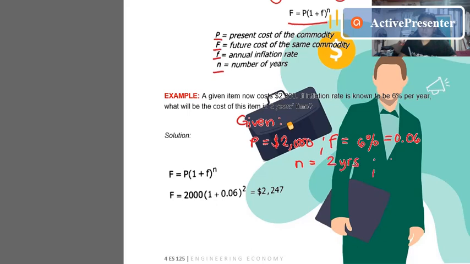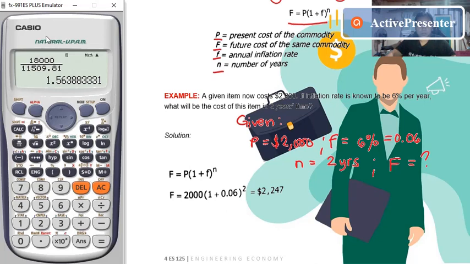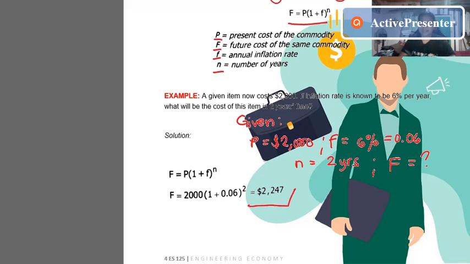So our unknown will be the future cost of the commodity, our item. For our F, we have the formula: P, which is 2,000, multiplied by (1 plus f), the inflation, which is 0.06, raised to the number of years, which is 2 years. So our future cost is 2,247.2 US dollars. So this will be our final answer.